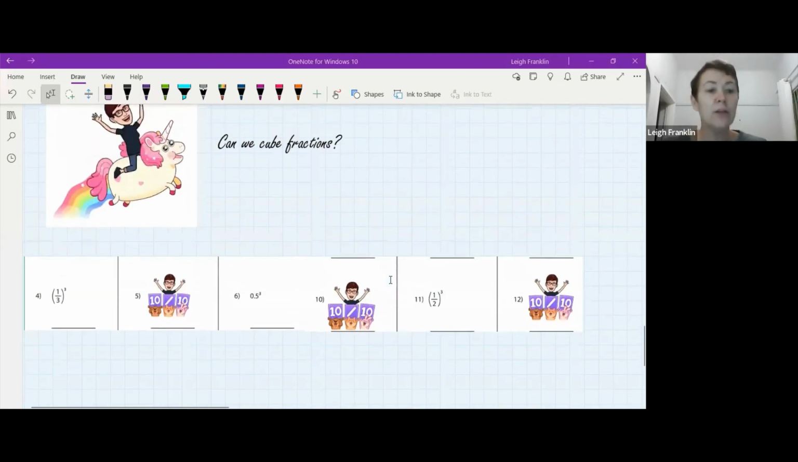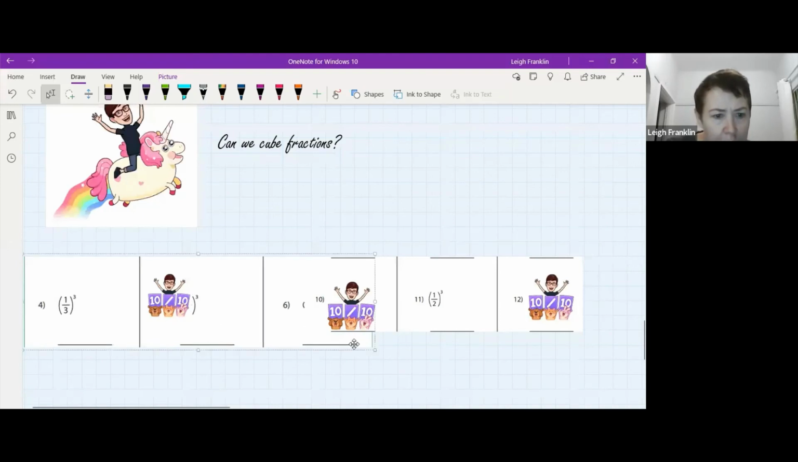All right, and yes, the answer is you're all right. We can cube fractions as well. So I don't know, maybe this one's a little bit small here. Let me see if I can maybe make that a little bit bigger. Okay, can you see which fraction has been cubed in number 4?